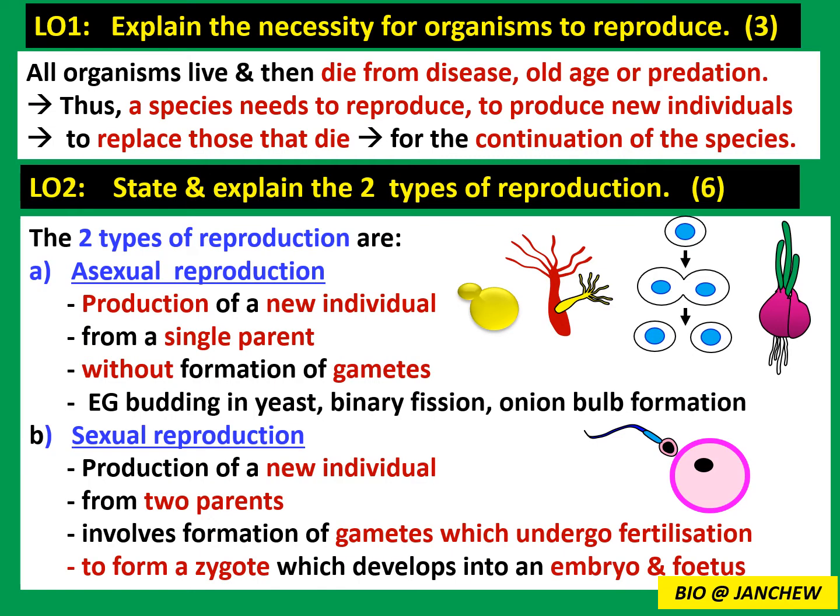First, let's discuss learning outcome number 1. Explain the necessity for organisms to reproduce. 3 marks. So all organisms will live and then they will die either from disease, old age or predation, meaning being eaten up by predators. Thus, a species needs to reproduce, that is to produce new individuals or offspring in order to replace those that have died, for the continuation of the species. That means for the species to continue existing.